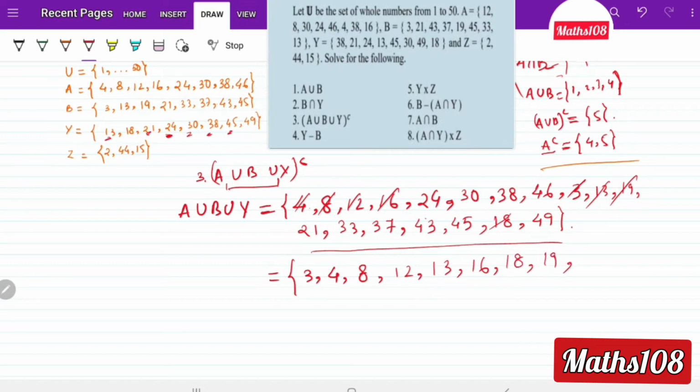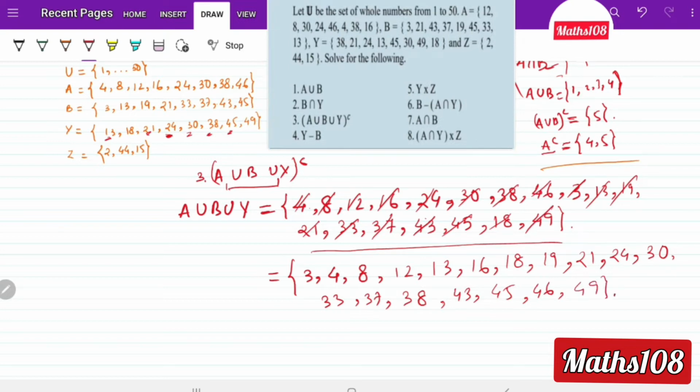18, 19, next is 21, next is 24, next is 30, next is 33, next is 37, next is 38, next is 43, next is 45, next is 46, next is 49. So this is a set.